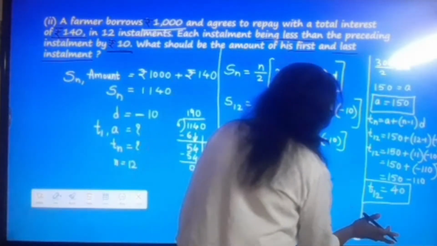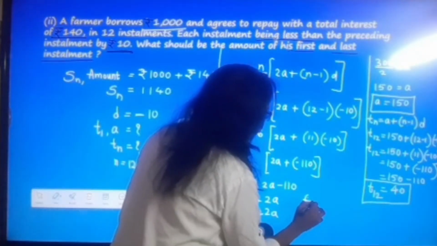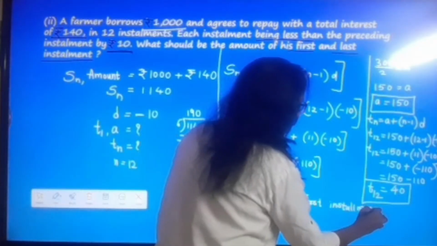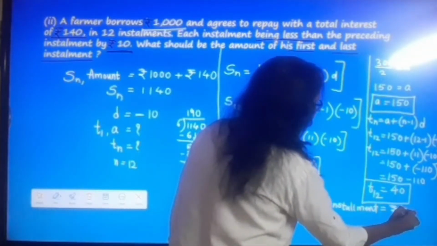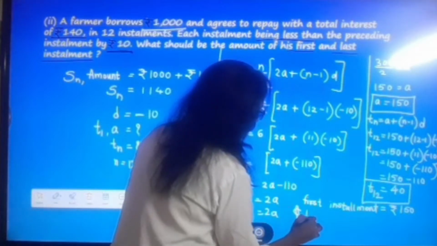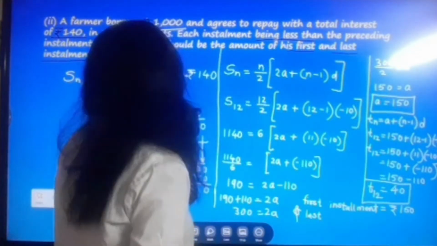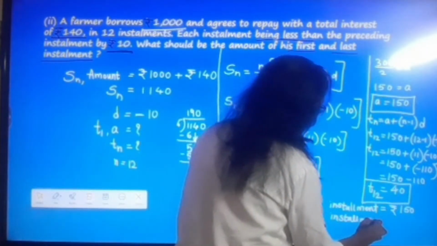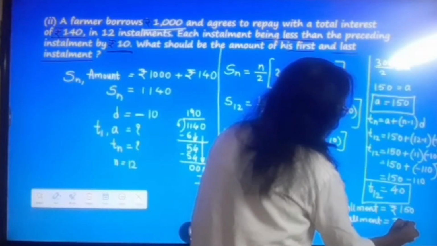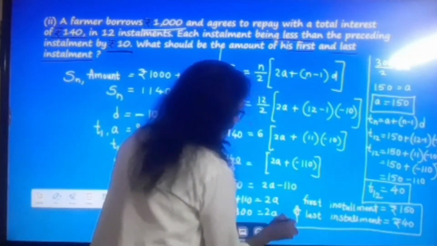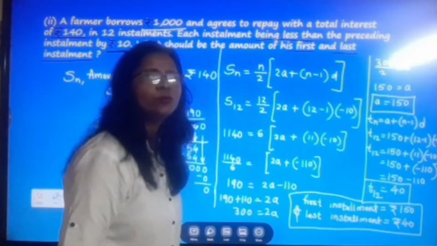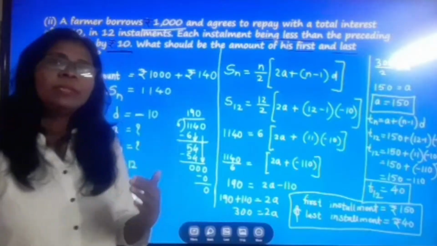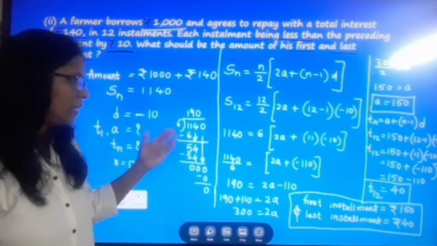So finally we write down that the first installment is equal to rupees 150 and the last installment is equal to rupees 40. Okay, the last installment is 40 because each installment is less than the preceding installment. Okay, this way you can solve it.